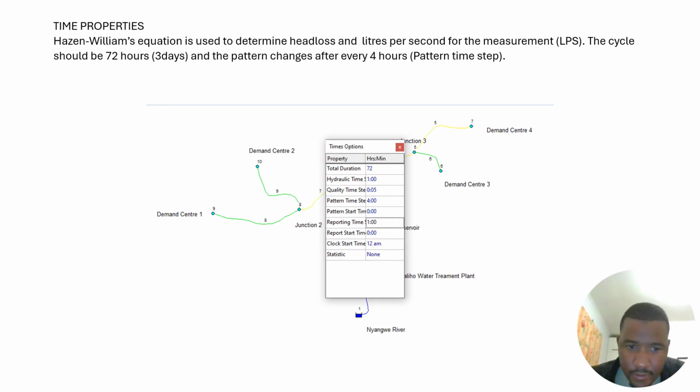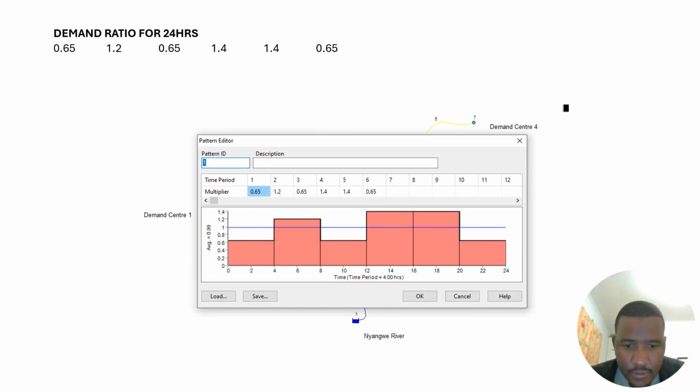So you add all this information, and then this is where the time properties and the Hazen-Williams equation are used. Ethernet uses the Hazen-Williams equation to determine the head loss and liters per second for the measures LPS. The cycle we're going to be using is a 72-hour cycle, that is 3 days, and the pattern changes after every 4 hours. So this is where I inserted all my information. We move on to the next slide.